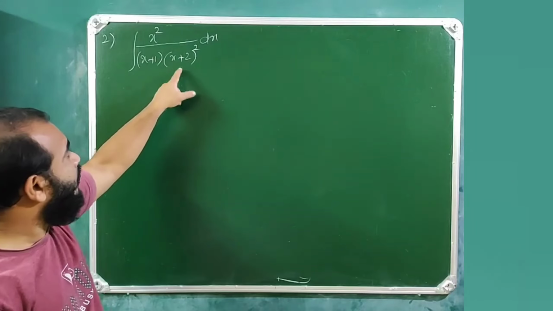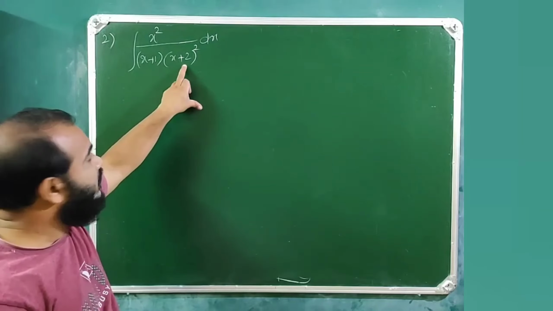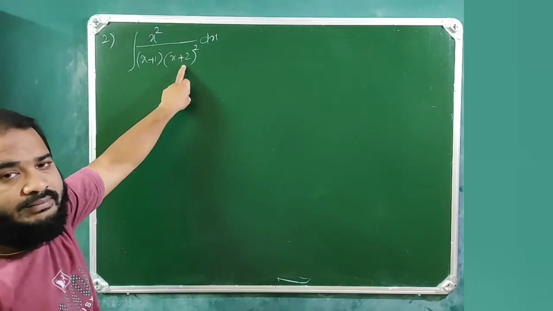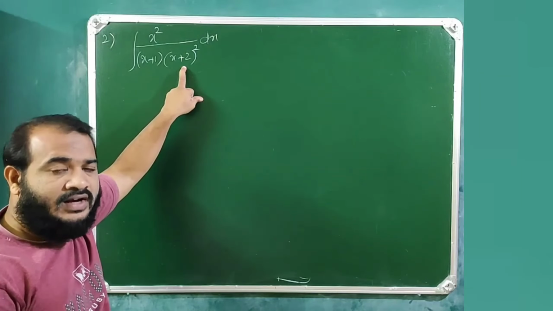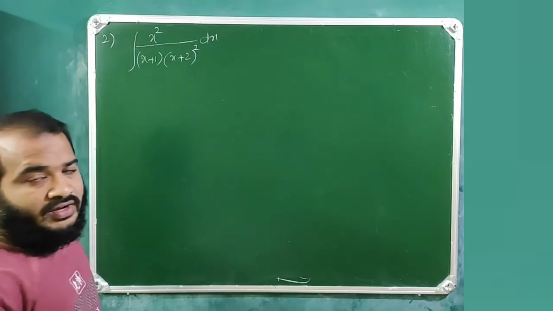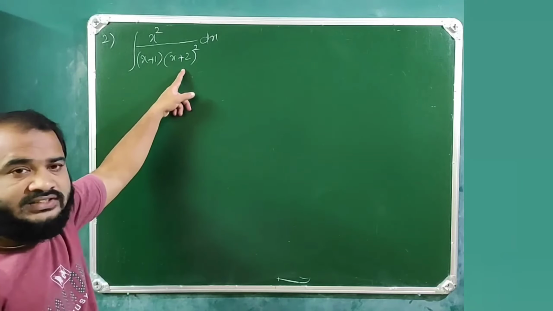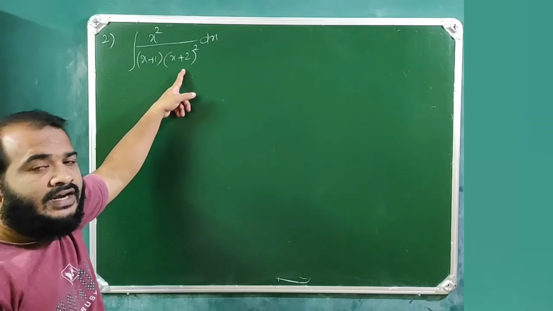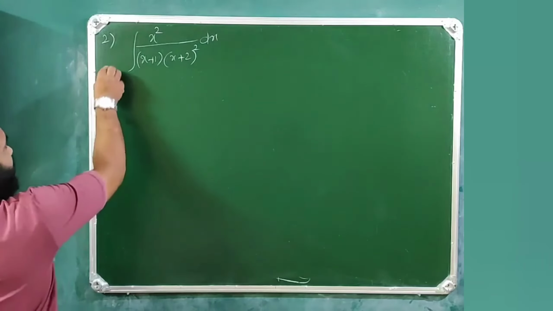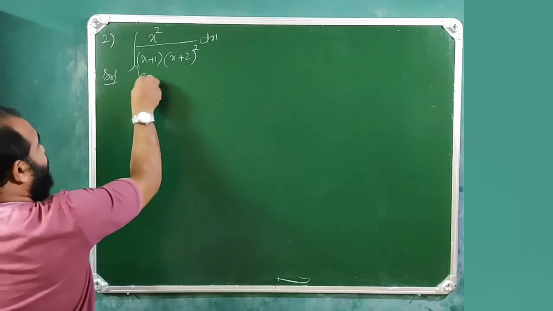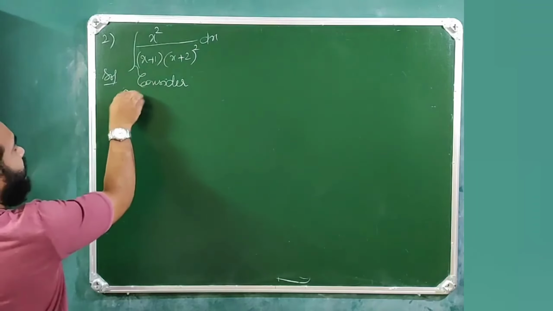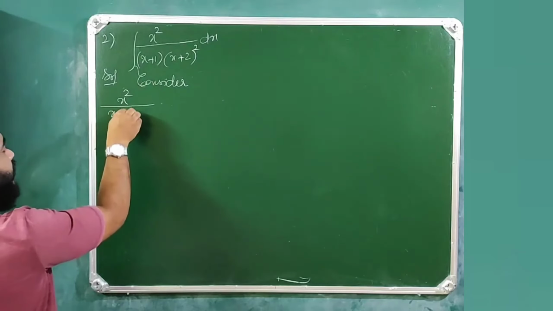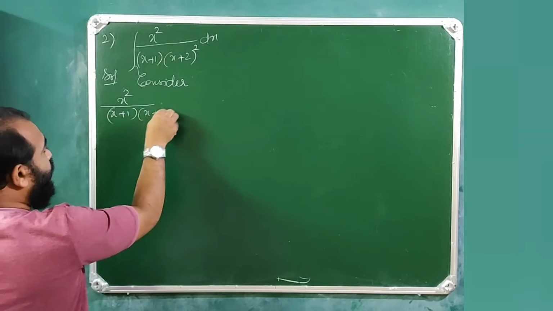So the partial fractions for which is a combination of type 1 and type 2. What is type 1? The denominator contains non-repeated linear factor. Type 2 says repeated linear factors. So first of all, consider x square by x plus 1 into x plus 2 whole square.